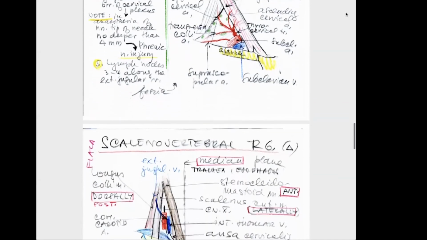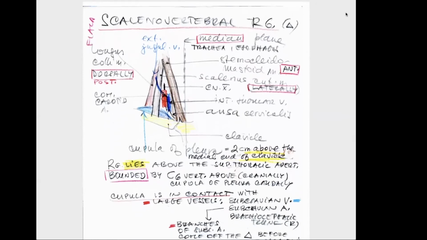Now, the last topic in the topographic anatomy is the trigone, which is called the scalenovertebral region, or scalenovertebral trigone. The trigone, when we look from the front, is bounded anteriorly by the sternocleidomastoid, then posteriorly by the longus colli, the long muscle of the neck, then laterally lies the scalenus anterior, and inferiorly the floor is formed by the cupula of pleura. Here for better orientation lies the clavicle.